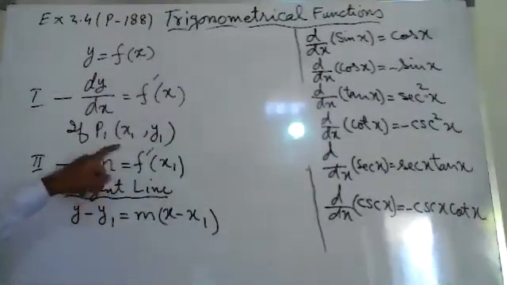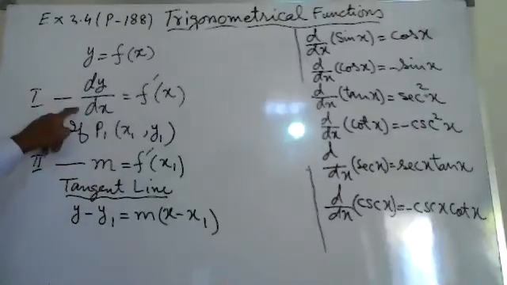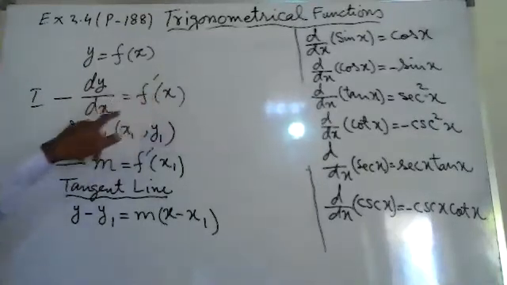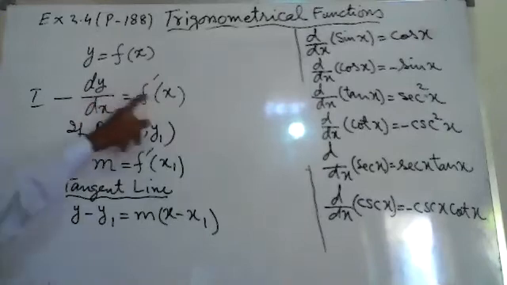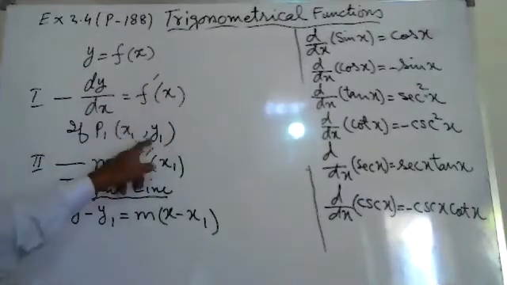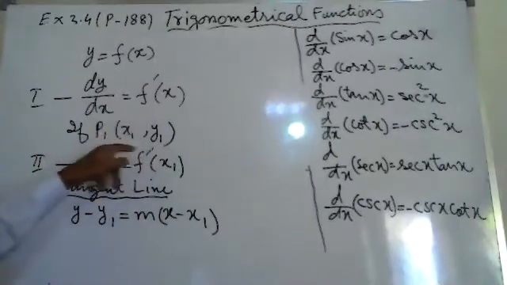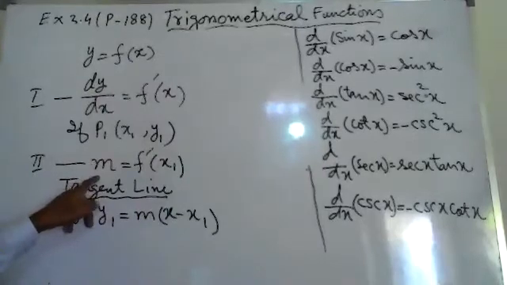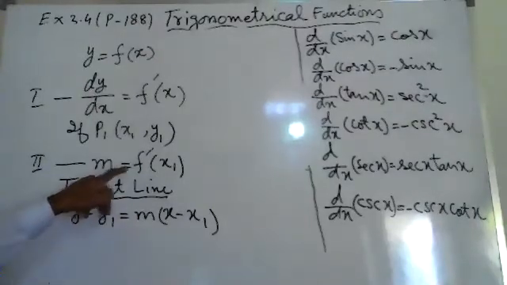First of all, we will take the derivative dy upon dx, that is equal to f dash x. Then in the second step, we will replace x and y by x1, y1, the given point. After substituting this one, we will get the answer that is called m. M means the slope of the tangent line.